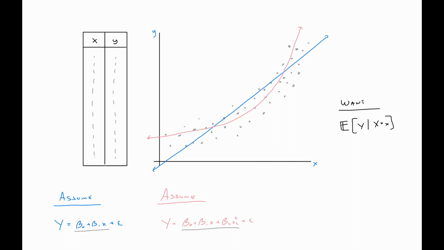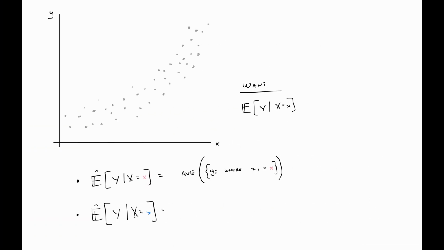But anyway, it won't always be this easy, right? We're going to have more than one feature, and it won't be so easy to visualize how the features relate to each other and how to assume a good form of the model. So how do we estimate the conditional mean without making such a strong assumption? That's what we're going to do today.